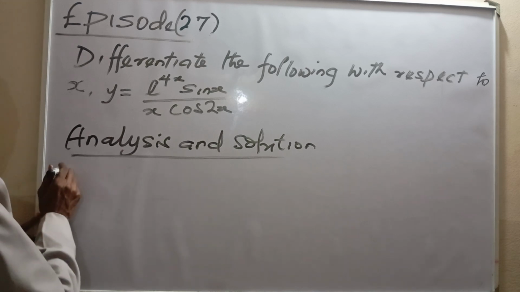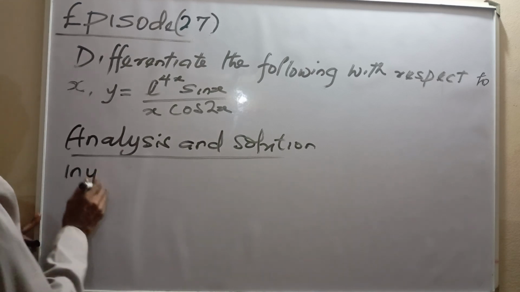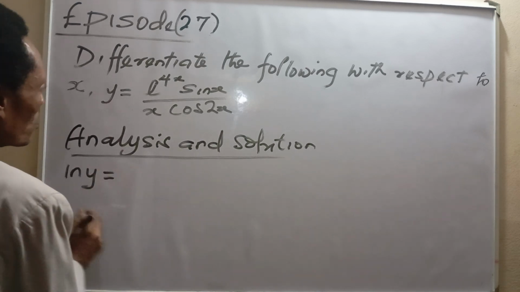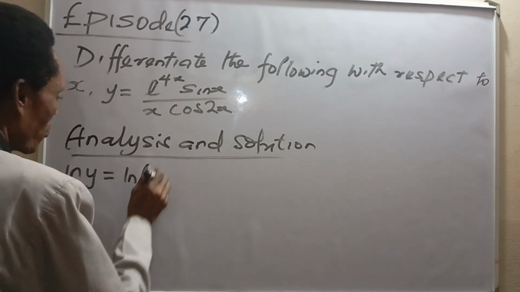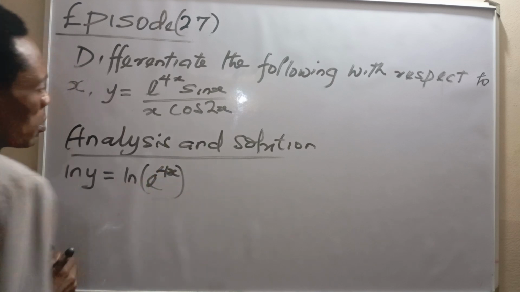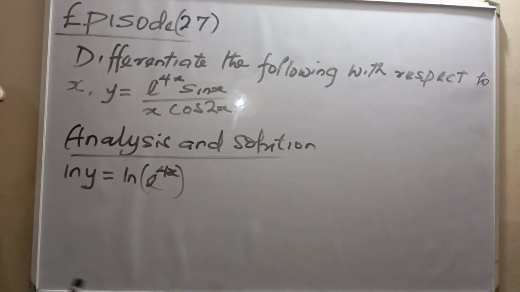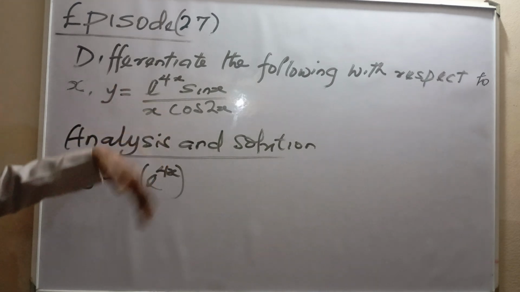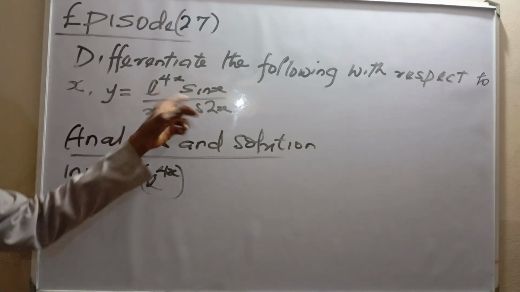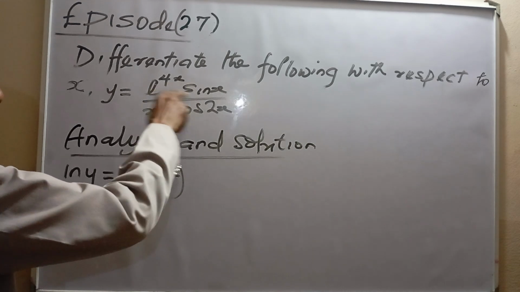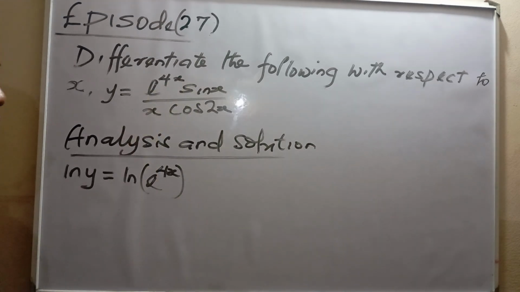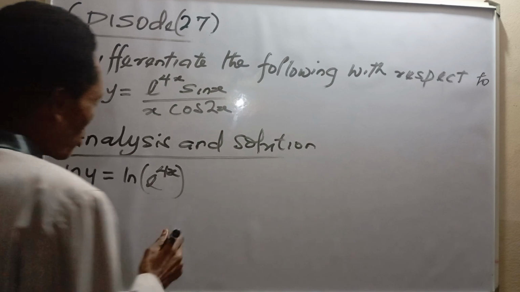You now say ln y equals ln, open bracket, e^(4x), you close it. And ln is the same as log. So multiplication of numbers, then addition of log values. So you have to apply the law of logarithm. This is a multiplication, a product here. So you have to apply addition. So it will be plus ln, open bracket, sin x.